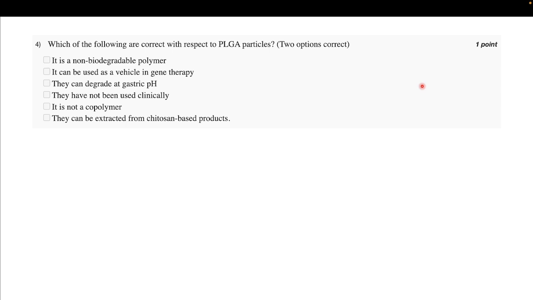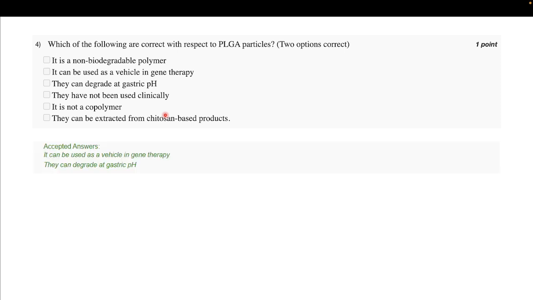Option 2 and 5. Option 2 is it can be used as a vehicle, and option 5, it is not a copolymer. So one answer is option 2 and 5. Anybody else has any other answers? No more response? Okay, no issues.